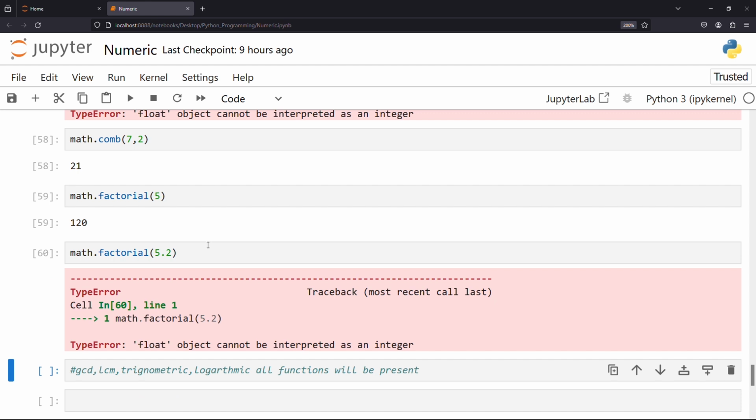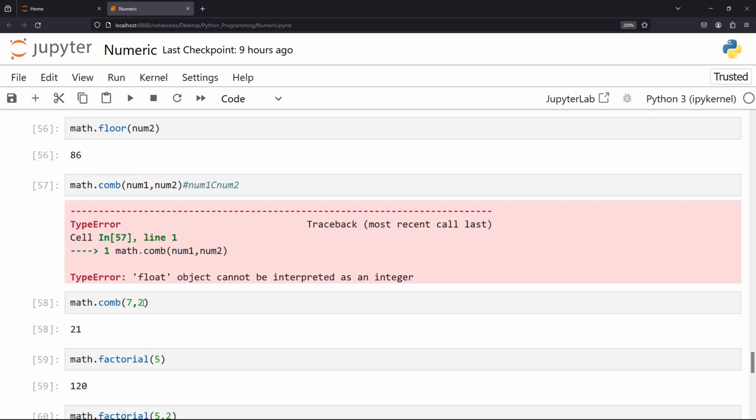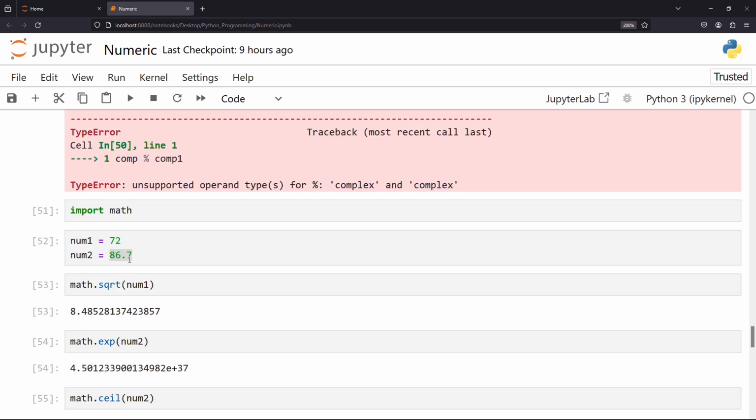In the case of factorial, we can't pass float values, because 5 factorial is 5 into 4 into 3 into 2 into 1. Like that it will go. But if we give 5.2, it can't go like 4.2 like that. So for float numbers, factorial can't be applied. And similarly, all these functions you can't apply on complex numbers because the math library is built on integers and floats, but not on complex.